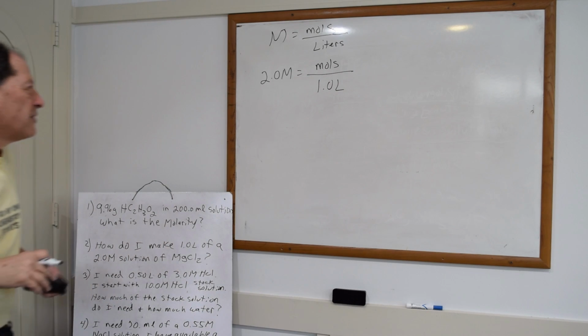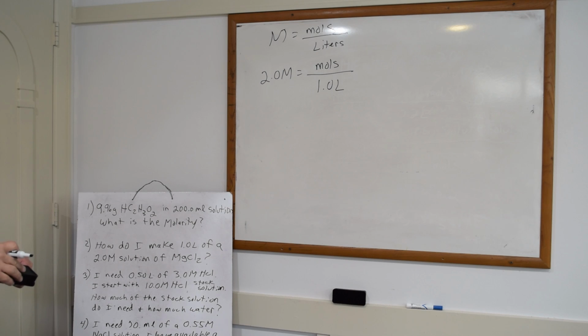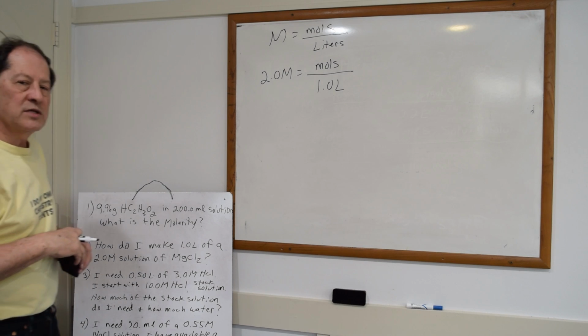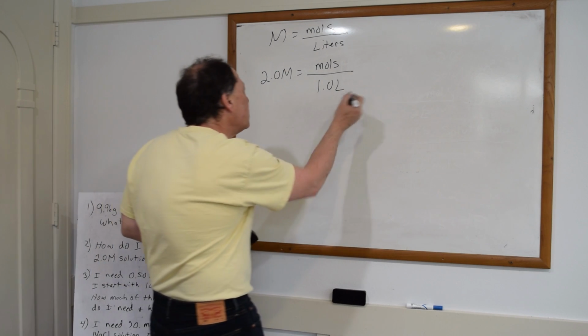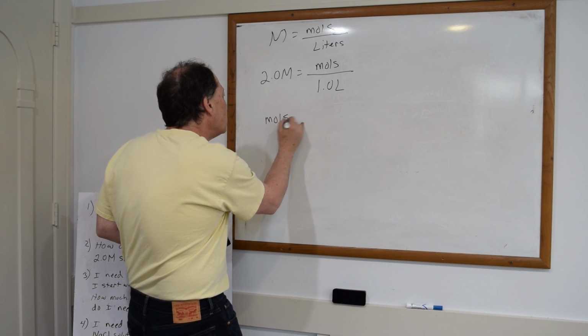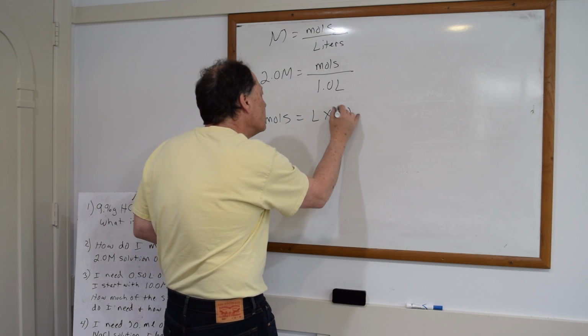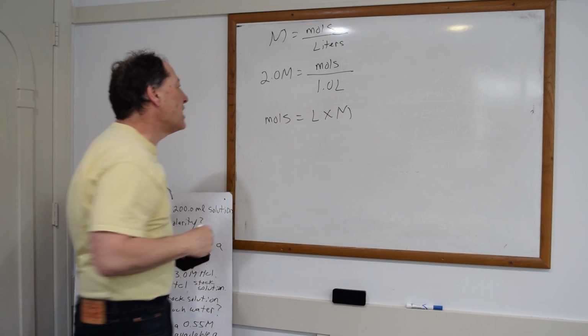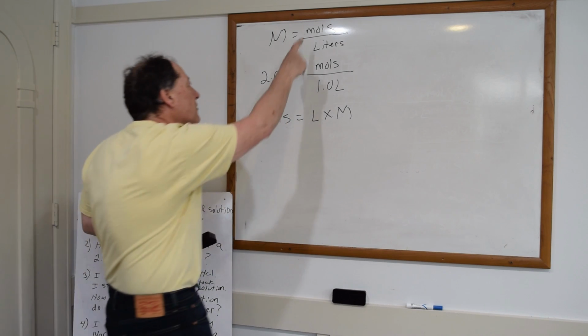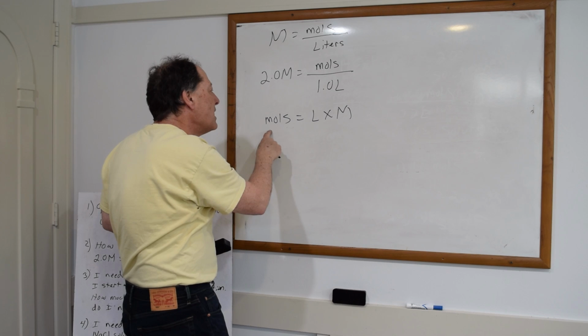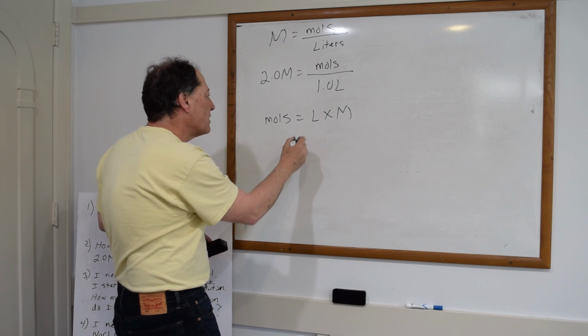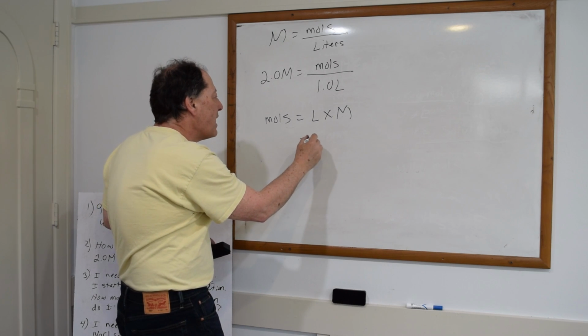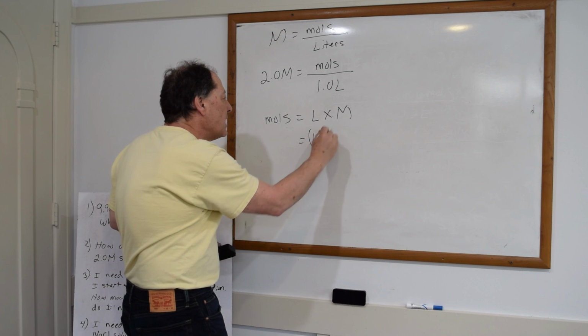So how do I solve for the number of moles of magnesium chloride? Well, you've got to cross multiply, right? So what we're going to find here is the moles is equal to the liters times the molarity, if I rearrange that equation. If I solve for moles, I multiply both sides by liters, and that's how I get this equation, okay? So I know that I have 1.0 liters that I want.